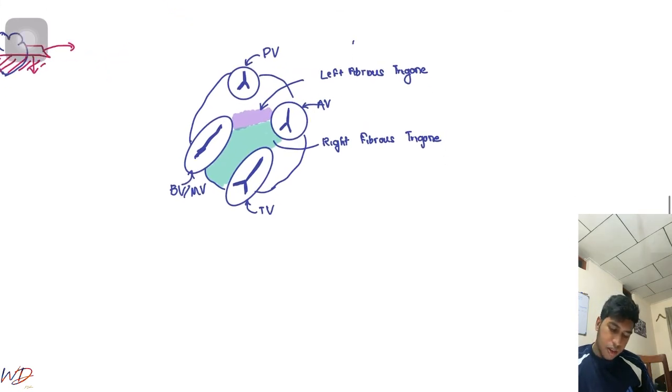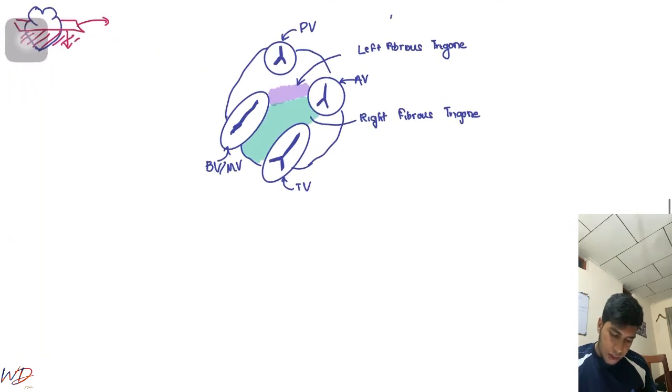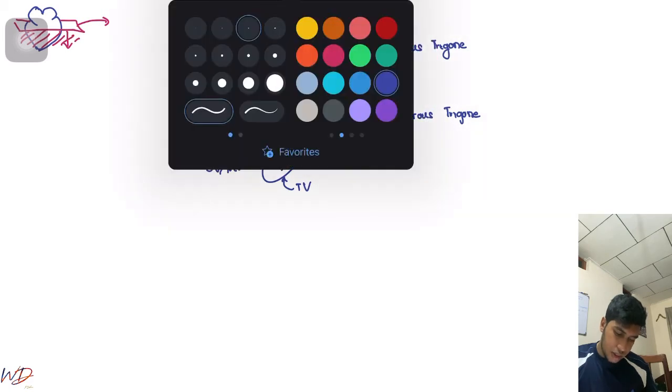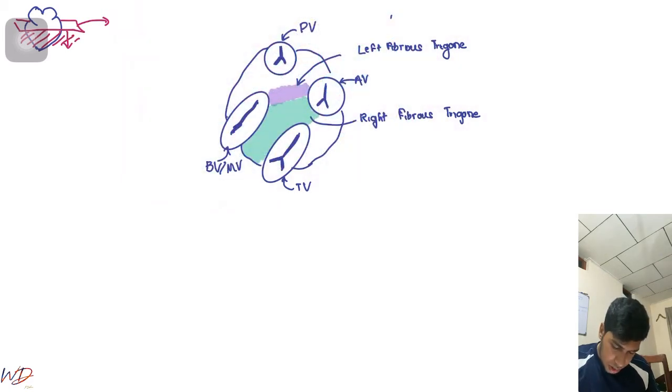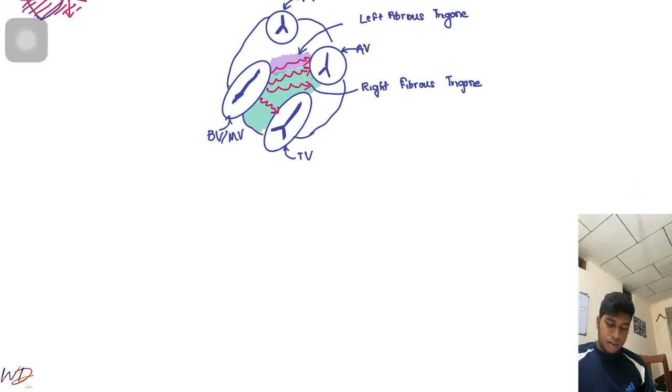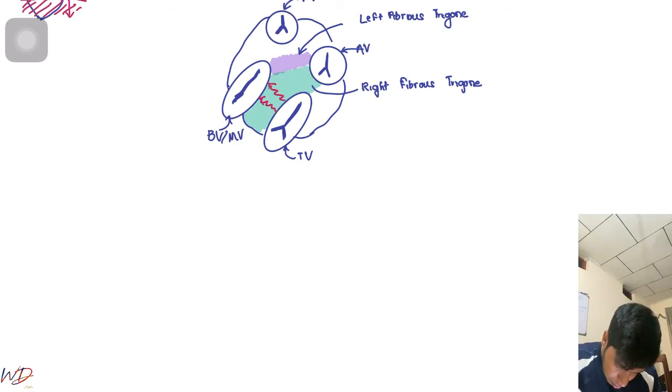Why is this important? Because this is there to stop conduction. It stops conduction passing like this. Actually, it starts from the right side of the heart, so the arrow direction is the opposite way. It stops conduction in the ways it should not go.